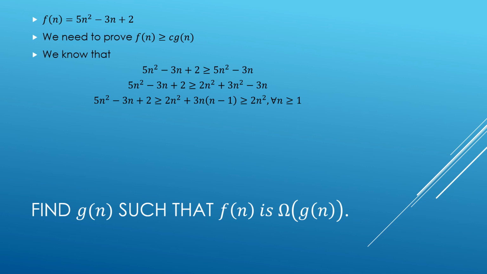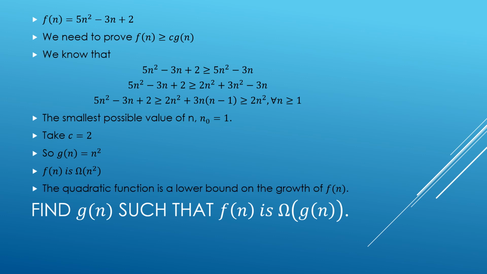So here we are. The smallest possible value of n is 1. Take c to be 2. g(n) is n squared and f(n) is omega of n squared. The quadratic function is a lower bound on the growth of f(n).